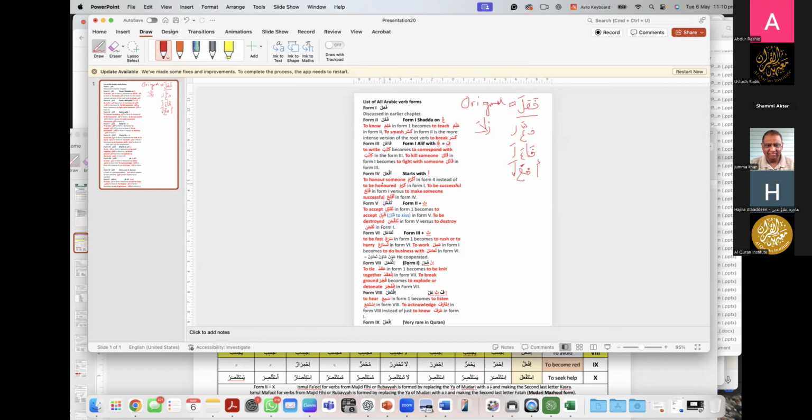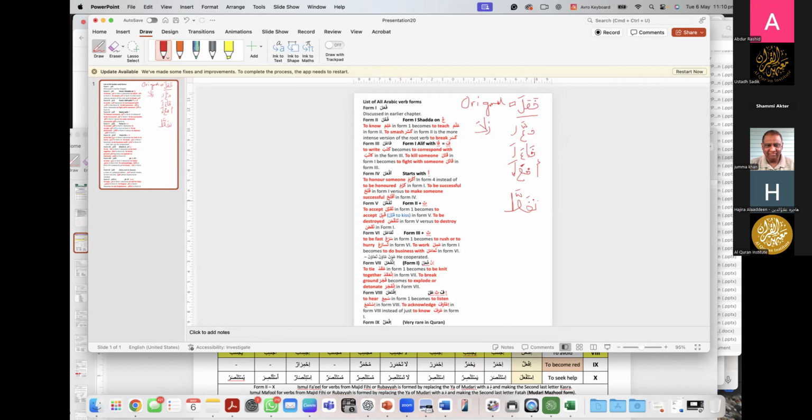Form 5 is added with Form 2. Tafa'ala, taqabbala. Okay, tafa'ala. What happened? Change. Ta is added. Now, do you notice that Form 2 is fa'ala, and ta is added? So, what is matching here between 2 and 5?